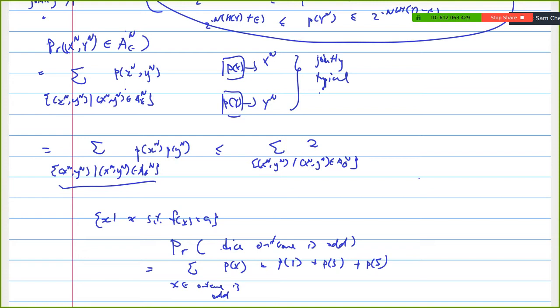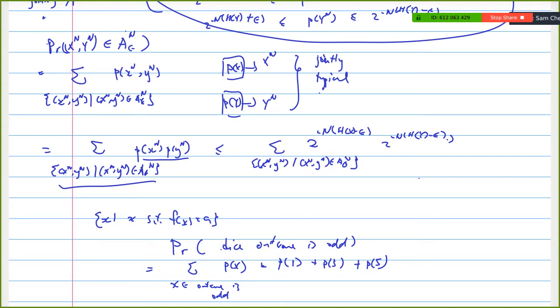But then this probability, because x and y are in reality independent, right? So I can split that, and since xⁿ and yⁿ are typical, it will be less than or equal to 2^(-n(Hx - epsilon)) times 2^(-n(Hy - epsilon)), right?